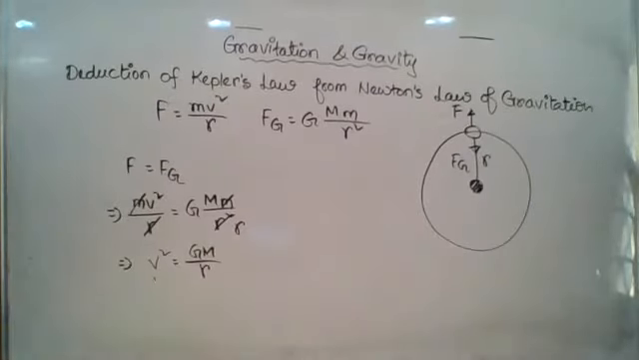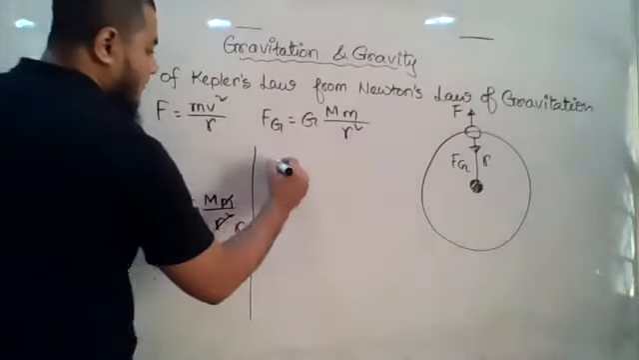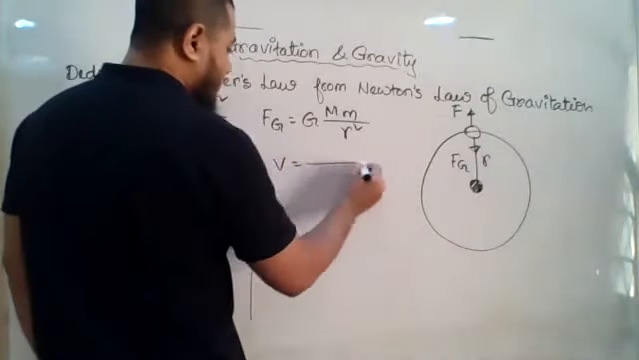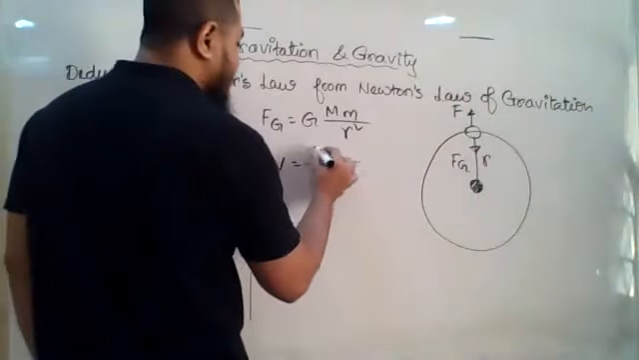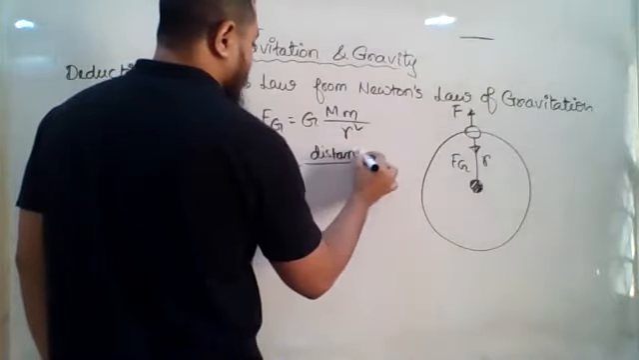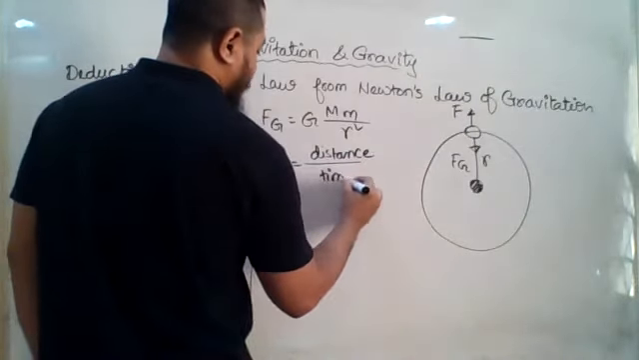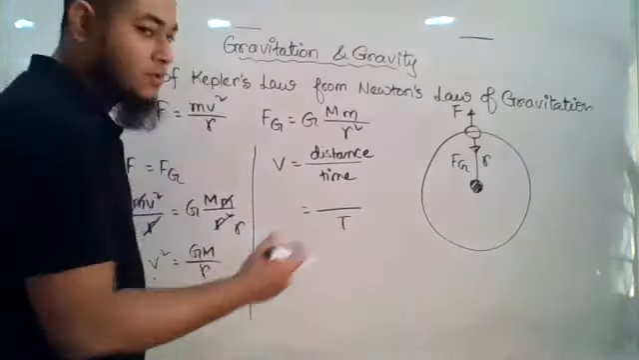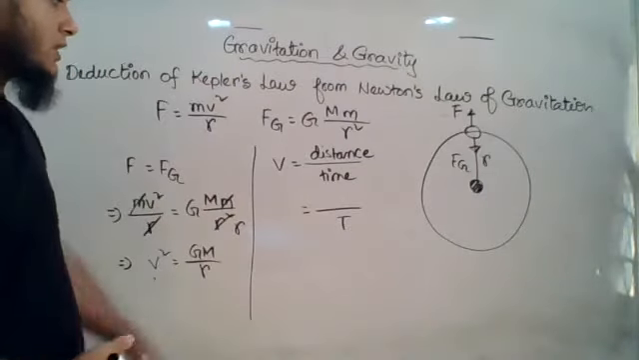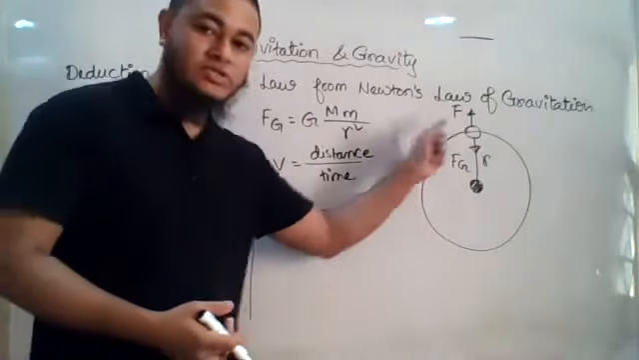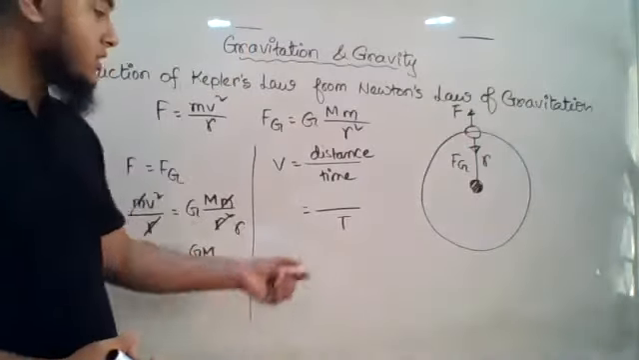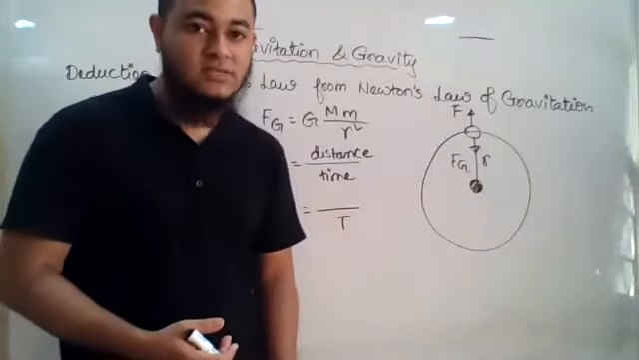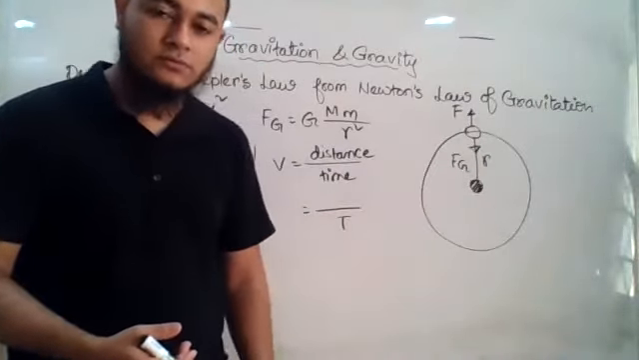Now let us try to find another expression for v. We know that velocity is distance divided by time. If I consider the time to be the time period, what does that tell you? The time required to complete one rotation, right? That is the time period. So within this time period, what is the distance covered by the body? That is equal to the circumference of the orbit, right or wrong?